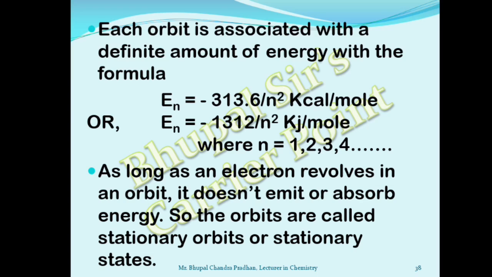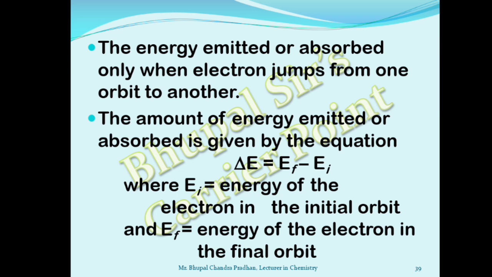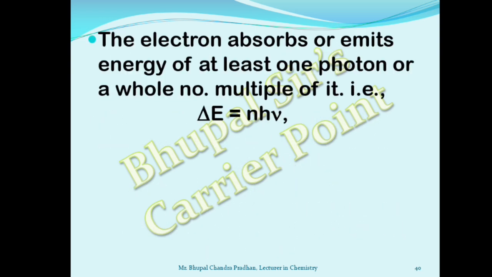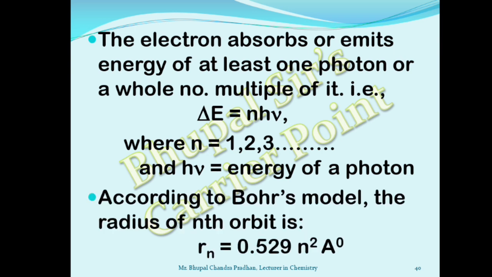So the orbits are called stationary orbits or stationary states. The energy is emitted or absorbed when an electron jumps from one orbit to another. The amount of energy emitted or absorbed is given by the equation delta E is equal to Ef minus Ei, where Ei is the energy of the electron in the initial orbit and Ef is the energy of the electron in the final orbit. The electron absorbs or emits energy as at least one photon or a whole number multiple of it. That is delta E is equal to n into h nu, where n is equal to 1, 2, 3, 4 and h nu is the energy of the photon.